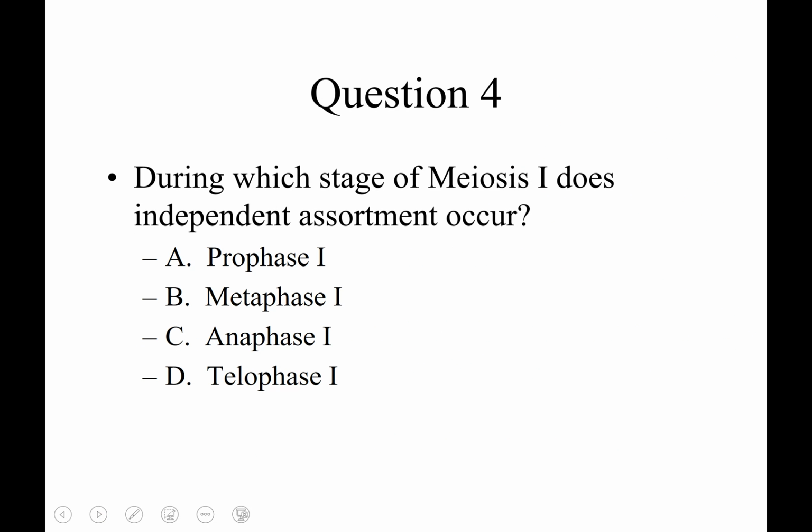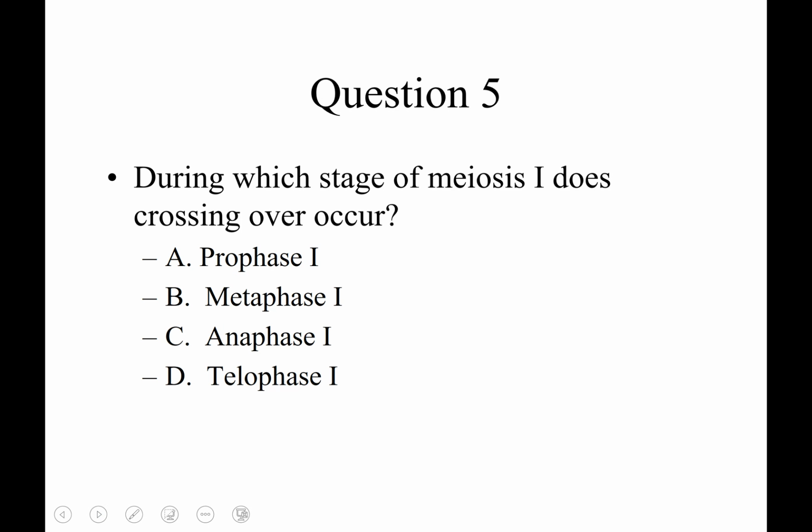Next one, during which stage of meiosis does independent assortment occur? Remember, independent assortment is when homologous chromosomes line up across from their partner along the metaphase plate, and they do so in a random fashion. That happens in metaphase 1 of meiosis.